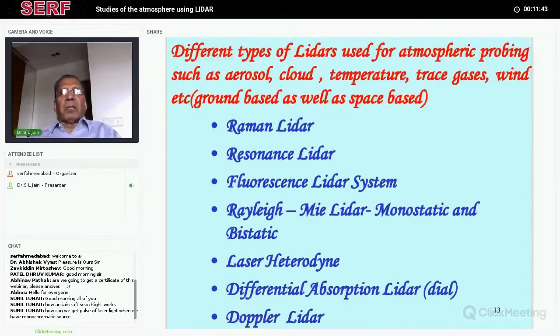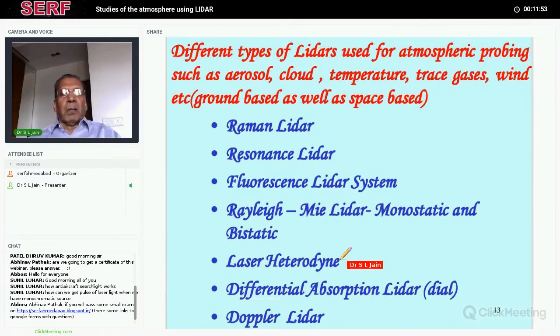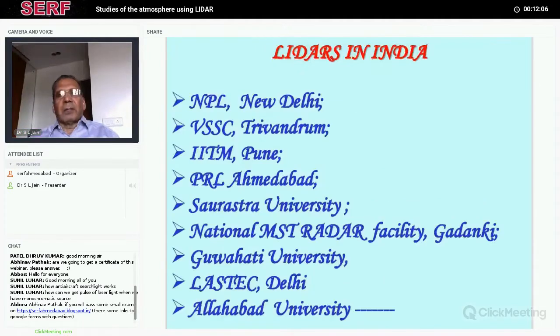Of the different types of LIDARs, we already discussed Raman LIDAR, resonance LIDAR, fluorescence LIDAR, and Rayleigh LIDAR, and I have given an introduction to how they behave. The laser heterodyne system and differential absorption LIDAR I will discuss in detail. Regarding differential absorption LIDAR, I also saw some results from NPL, and Doppler LIDAR for measuring wind, etc.